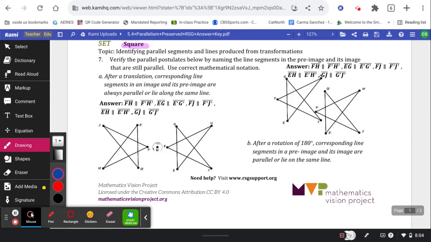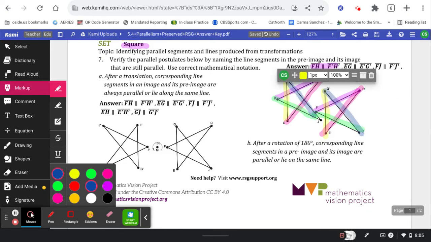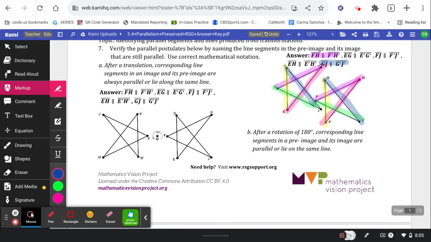So part A, after a translation, corresponding line segments in an image and its preimage are always parallel. So looking here to the right, which segments were parallel? It wanted you to say segment FH was parallel to F prime H prime. Segment GE was parallel to G prime E prime, and so on and so forth. Do you see all the matching parallels now? After it was translated. Okay. This one over here was the translation, by the way.